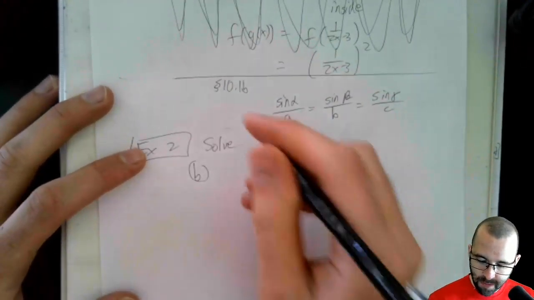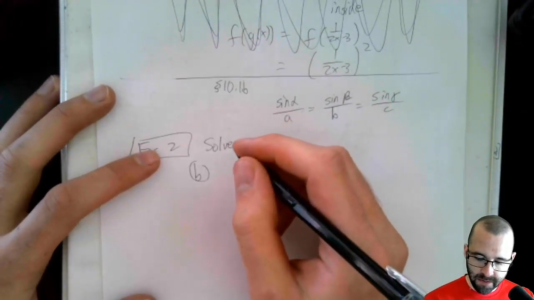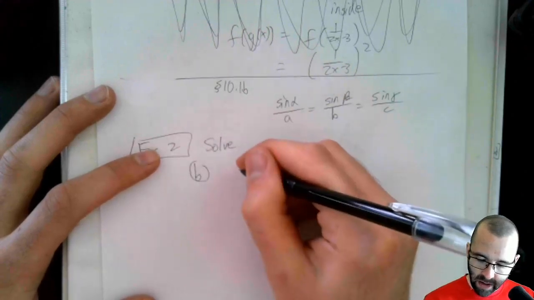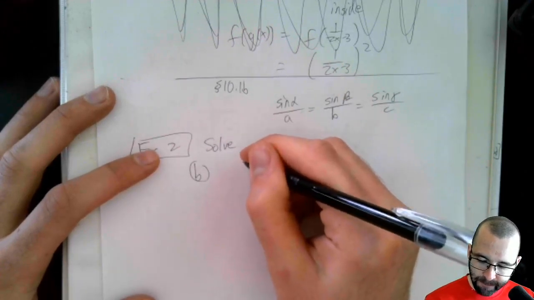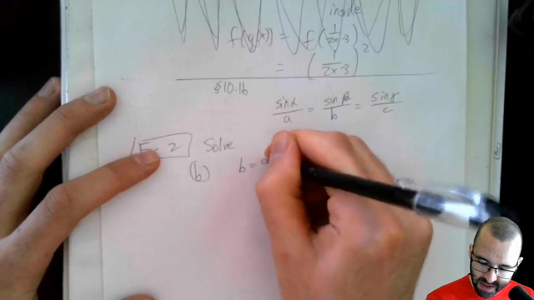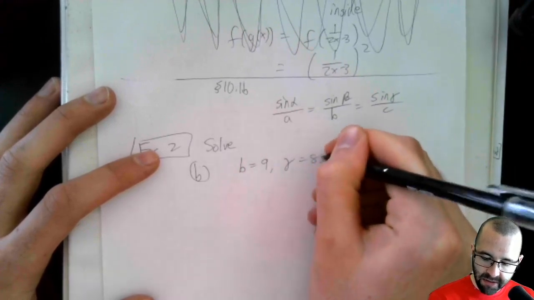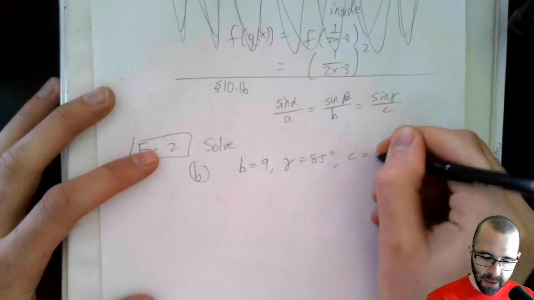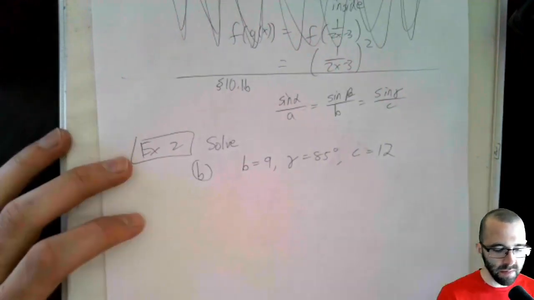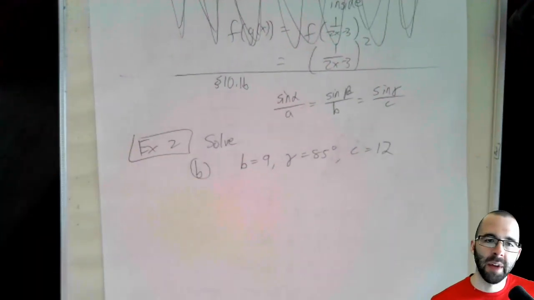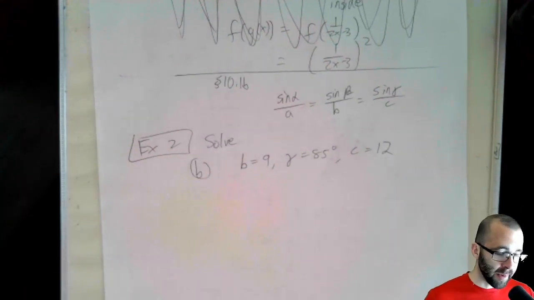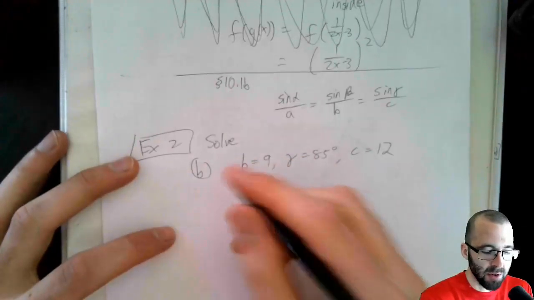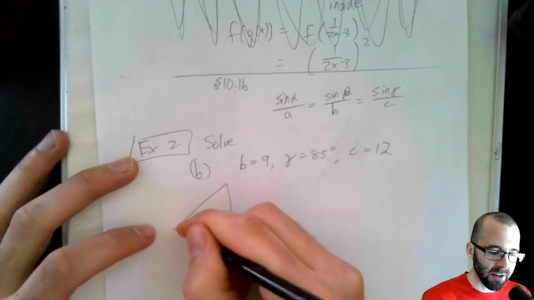We need to solve this triangle where, let's say, b is equal to 9, gamma equals 85 degrees, and c equals 12. Again, we're going to start by drawing a picture. It doesn't matter what the picture looks like because you don't know what the triangle looks like. So just draw a triangle.